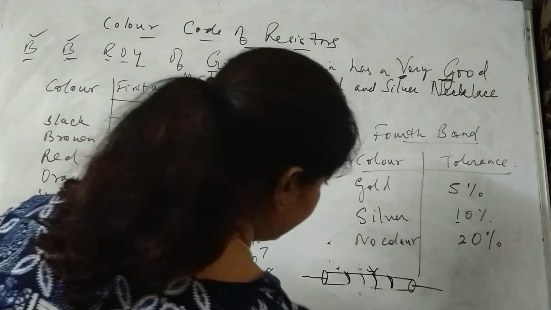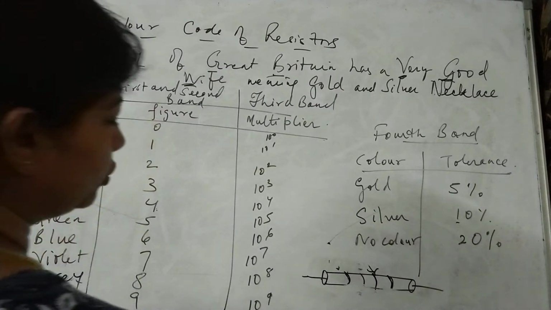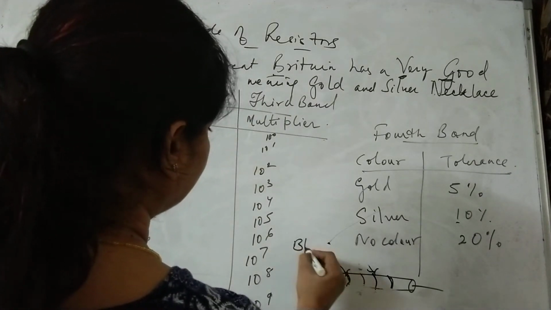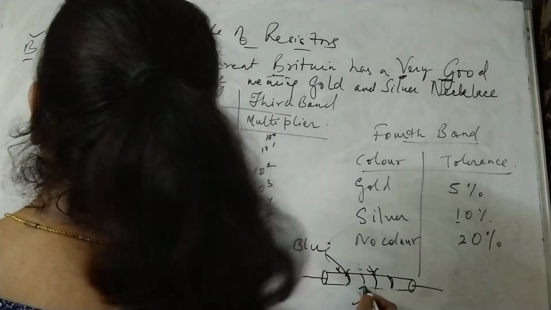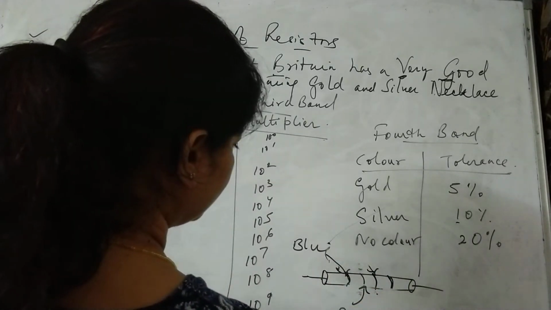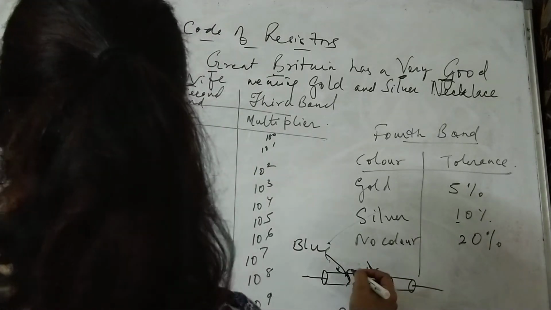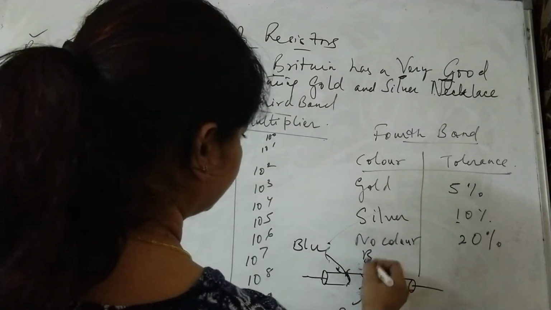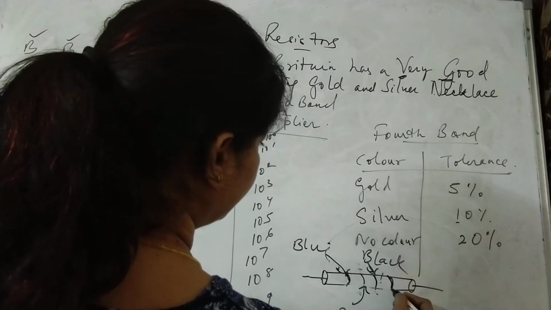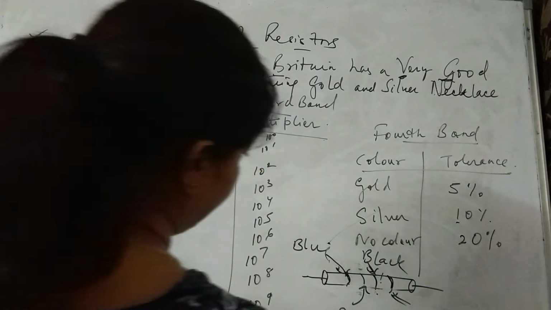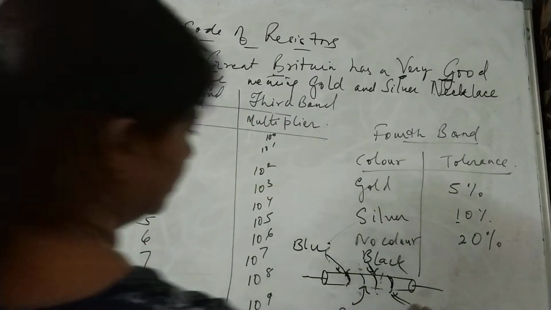So I'm rubbing it up. Let us assume the first color is blue. The second color is orange. The third color we have taken is, let's see, black. And for the fourth one, let us assume there is no color, there is no band, and you cannot see any color. Okay, fine, no color.